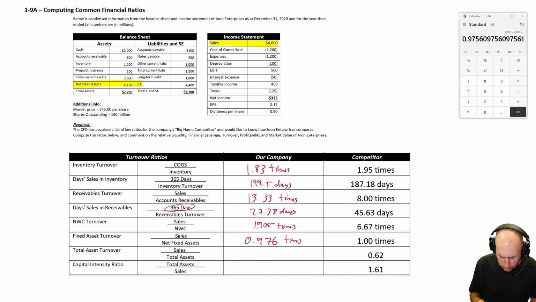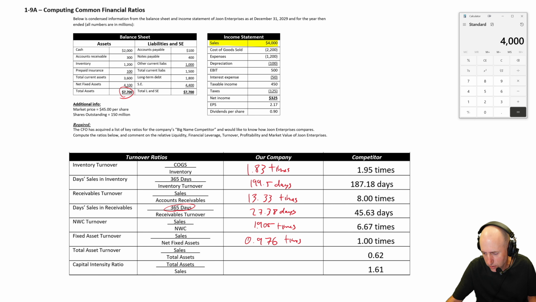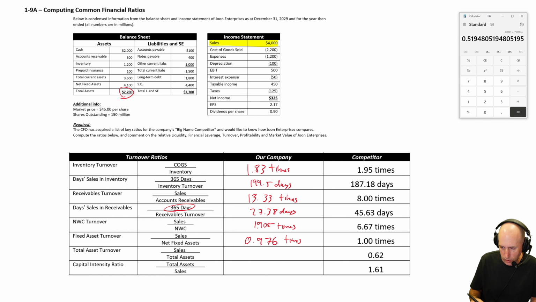This is interesting that it was close. Okay, let's keep going. Sales divided by total assets. Our sales are 4,000. Our total assets 7,700. 4,000 divided by 7,700 is 0.519. For every dollar I have invested in assets, I generate 50 cents in sales. That's what we're learning here. And again, the competitor is doing marginally better.